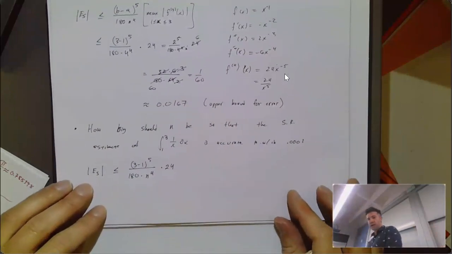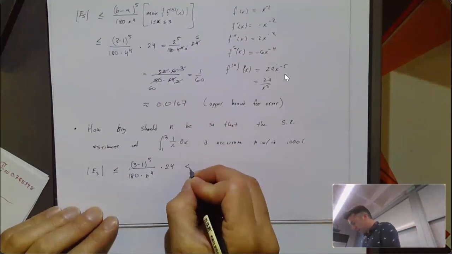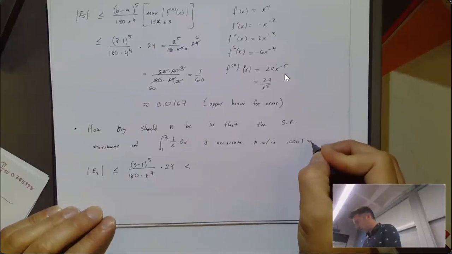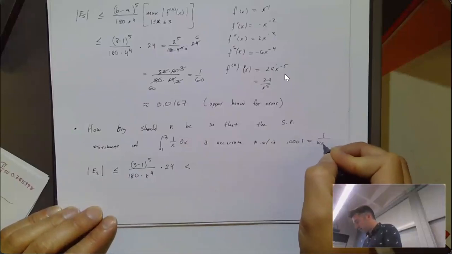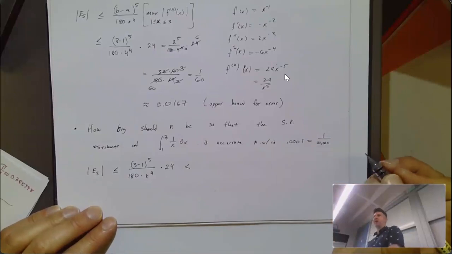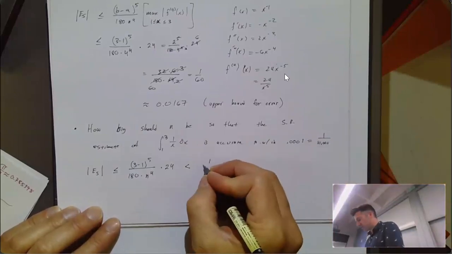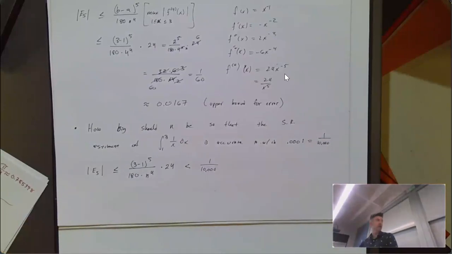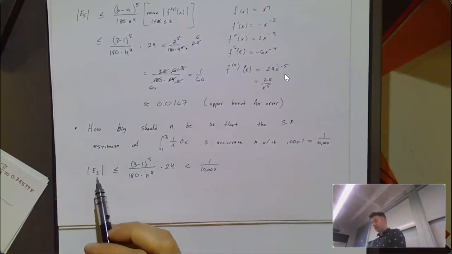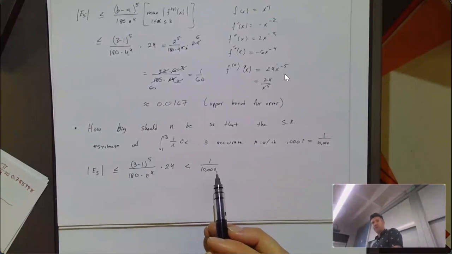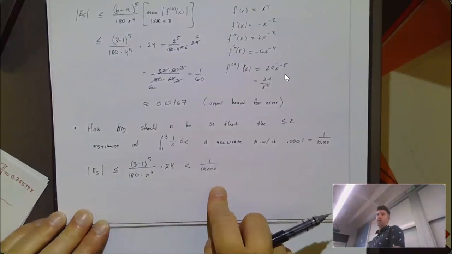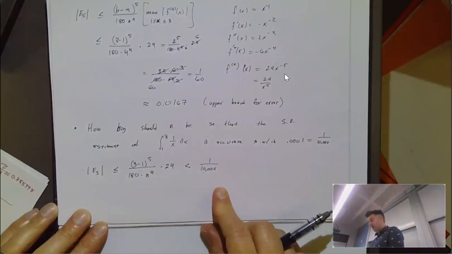We want this error to be less than how much? Well, 0.0001, or as a fraction, 1 over 10,000. And I would encourage you to write it as a fraction. It's usually going to be easier to deal with. So that's the idea. We want this, which is less than this, to be less than this. So it boils down to setting your error to be less than the thing that you want to be bounded. And then you're going to isolate n.